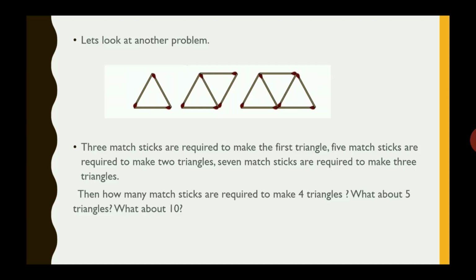In the first triangle, how many matchsticks were taken? 3. And what about the second triangle? 5 matchsticks were taken. And what about the third triangle? Yes, 7 matchsticks were taken. Now, if we take 4 triangles, how many matchsticks will we have? Let us look at the sequence. The sequence will be like 3, 5, 7. Now, what will be the fourth term? The fourth term will be the number of matchsticks required to make the 4 triangles.